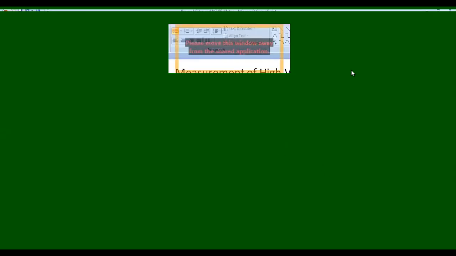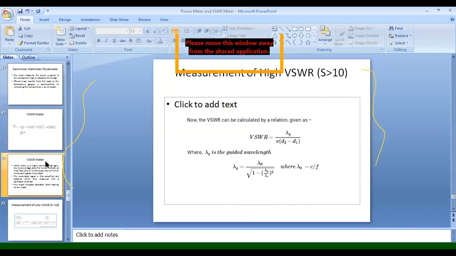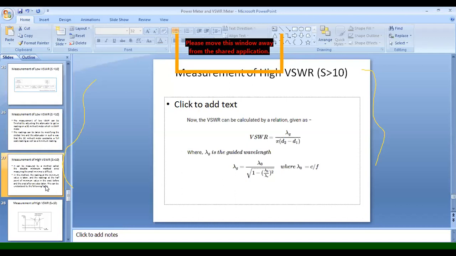So in today's session, we have seen about the power meter and VSWR meter. I hope you have understood all the things.